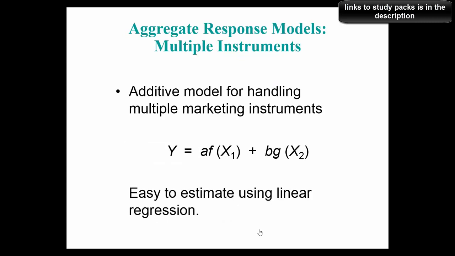The next one is the multiple instruments model. This is some kind of additive model for handling marketing instruments. So this is a typical marketing model where it's still some form of a linear regression model, because the parameters A and B are related to Y in linear form, not in nonlinear form. So this is still a linear regression model, but with a different functional form.